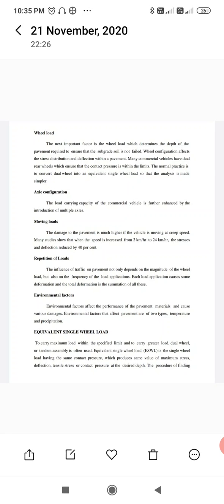The environmental factors also affect the performance of the pavement materials and cause various damages. Environmental factors that affect the pavements are of two types: temperature, as well as precipitation in the form of rain or frost or what we call snow. So next one is equivalent single wheel load.